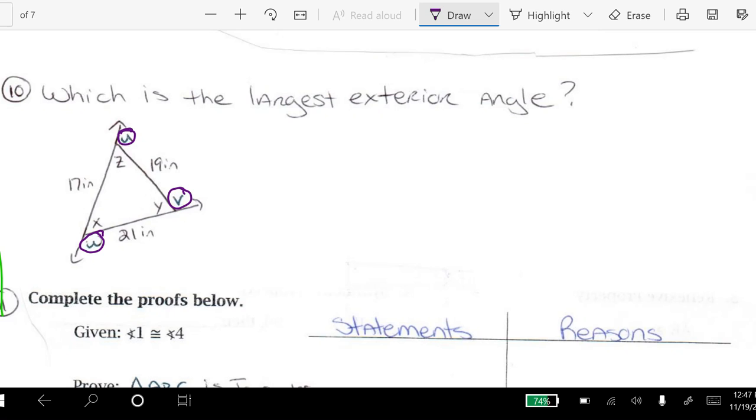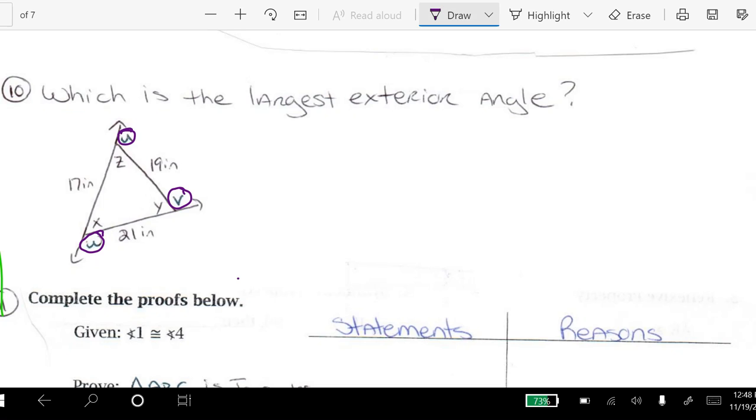So let's think. Let's just make up random numbers. So let's say this was 20. If this was 20, then the exterior angle would be 160. If this was 50, then that exterior angle would be 130. Because again, remember the relationship between the interior and the exterior angle is that they're supplementary.